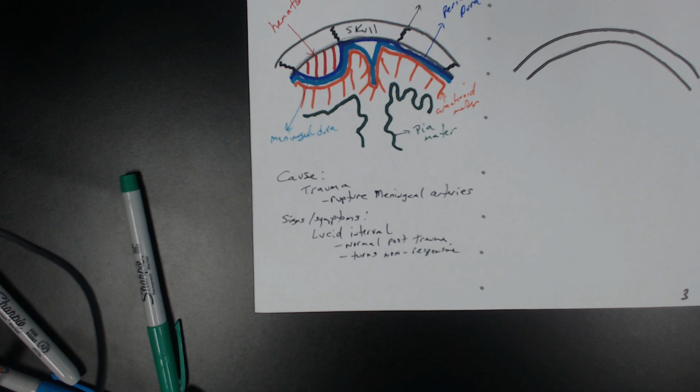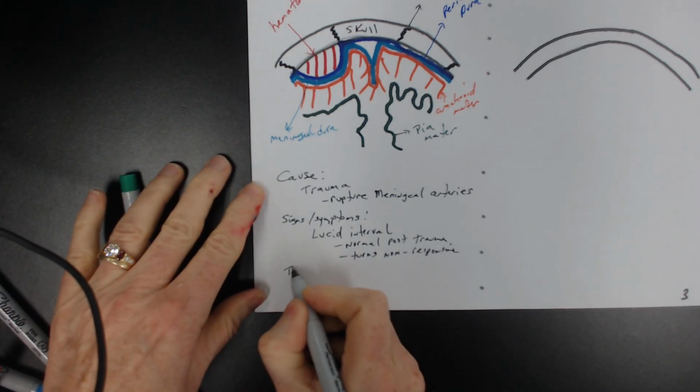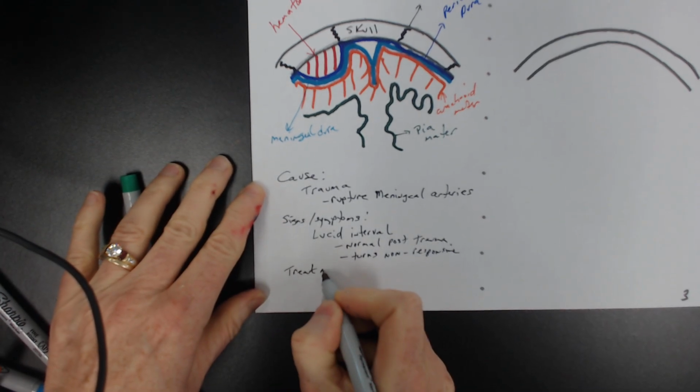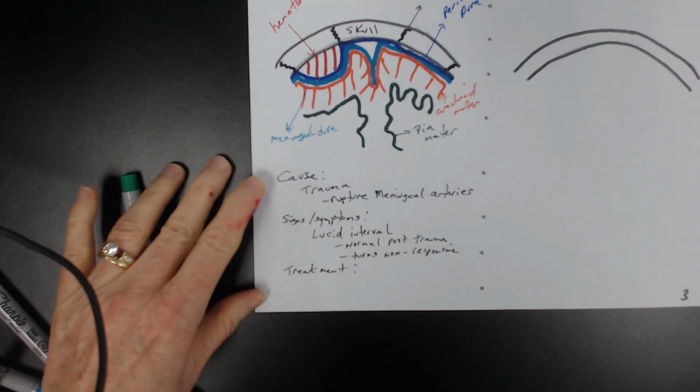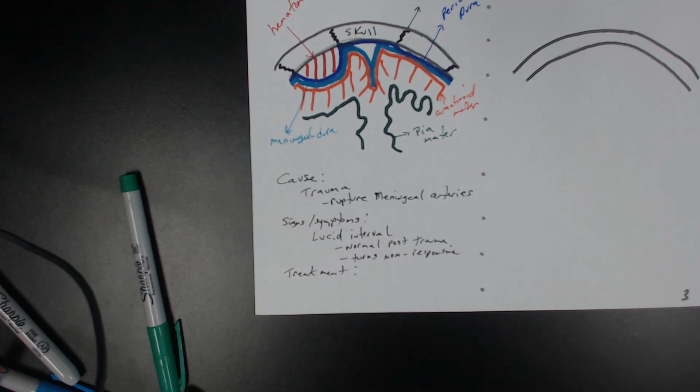So the last thing I want to talk about is treatment. And again, you'll probably see somebody that had an epidural hematoma this summer. What you see as a PT is that they actually take a drill and drill right into the area, right through the skull, and release the blood from that space.